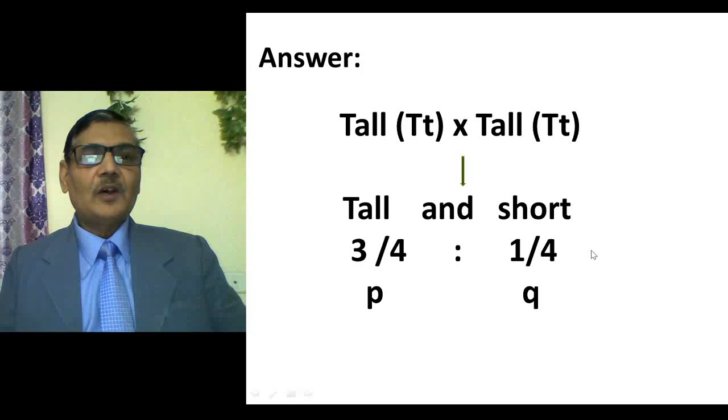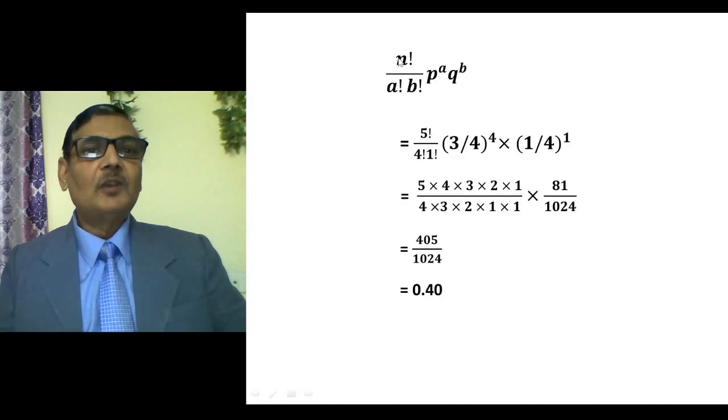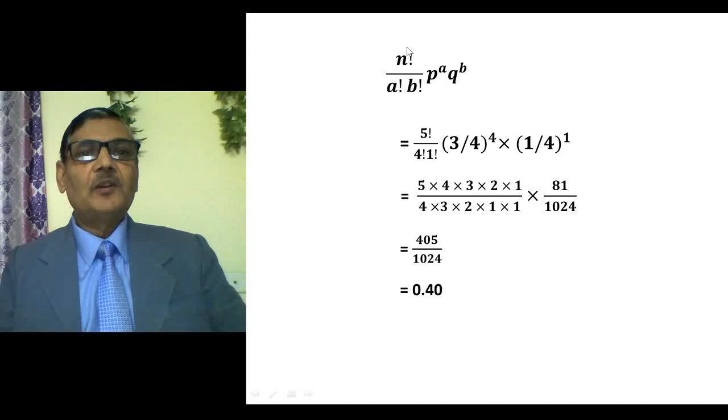Now we will use the formula. So here you got the idea about the probability P, that is occurrence of tall, and Q, that is occurrence of short. Now we will use the binomial expansion formula or binomial distribution formula. This is n factorial divided by a factorial into b factorial, and this whole will be multiplied with p power a into q power b. By using this simple formula, you can solve a variety of questions pertaining to the field of genetics. See how this will be solved.